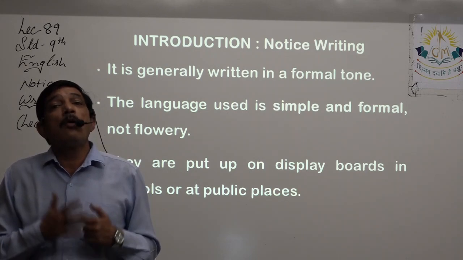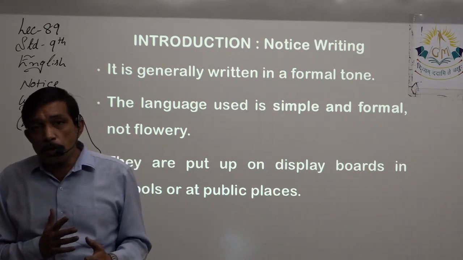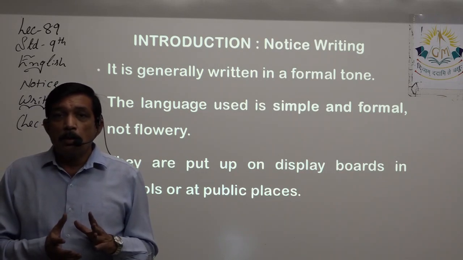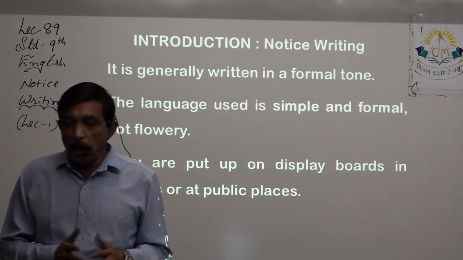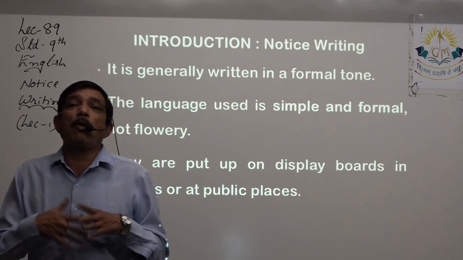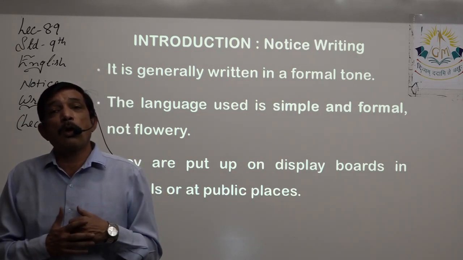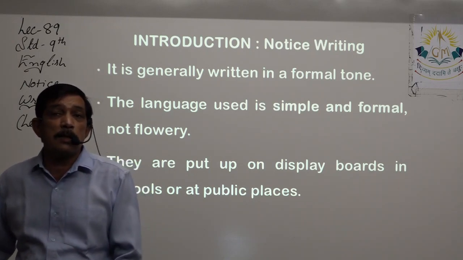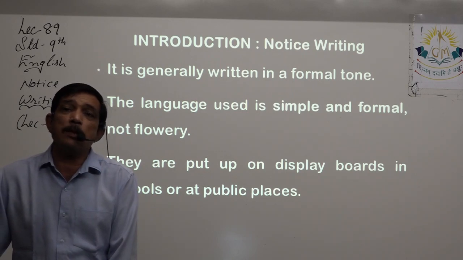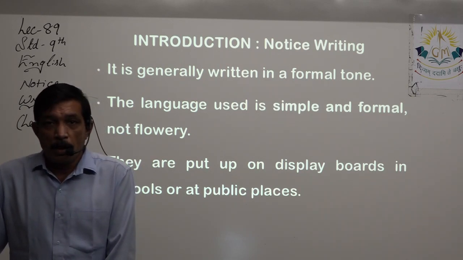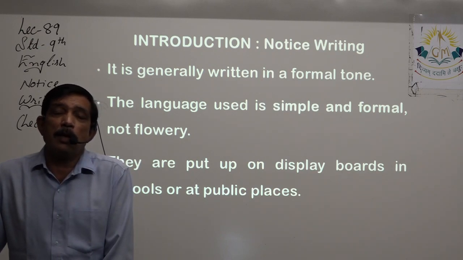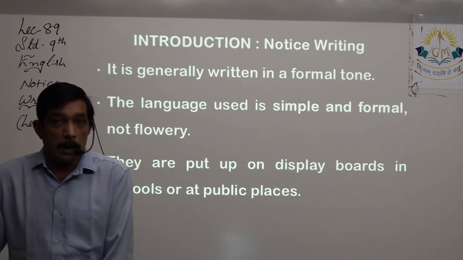Next, it should be formal. Again, the tone also should be formal. That means the overall language of the notice should also be formal. And you should not try to decorate it. That means you should not use decorative language, because that is going to increase the chances that there will be some misinterpretation. Some people may not be able to understand the flowery language that you have written, and they might understand something else.